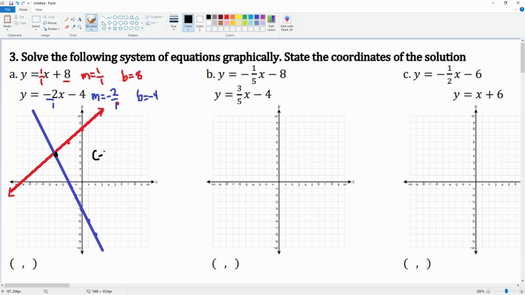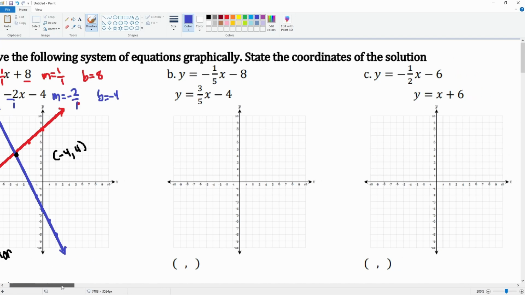Looks like it is negative 4 comma 4. Okay, so that is the point here. Negative 4 comma 4 would be its intersection, which is also the solution of this system. All right, I forgot one thing. I forgot to draw the arrows here to denote the line goes on forever.